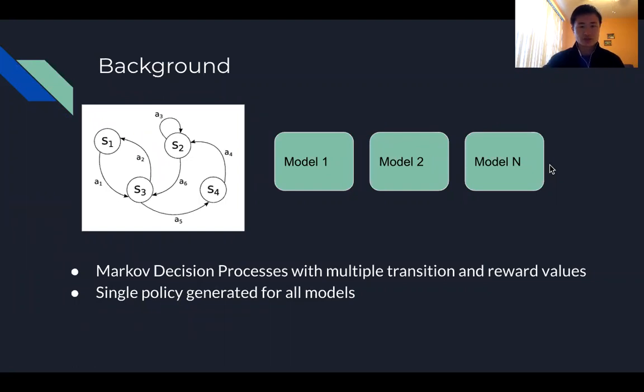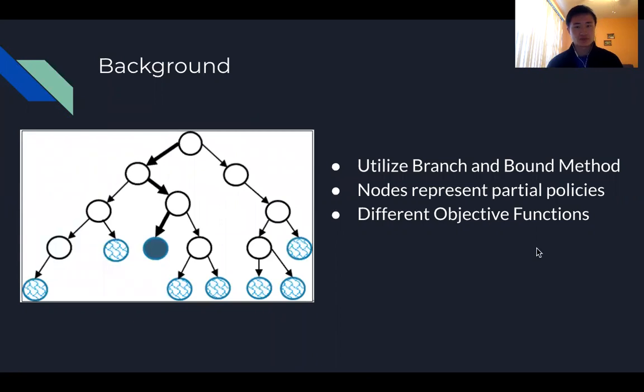Specifically, we were interested in looking at MDPs that take conflicting data sources into account. And to solve these types of problems with these conflicting data sources, we leveraged a branch and bound method. This essentially involves enumerating through a search space of possible decision policies and pruning the nodes that are deemed to be unoptimal or undesirable given a certain objective function. And it's important to note that different objective functions can be used in this pruning process.